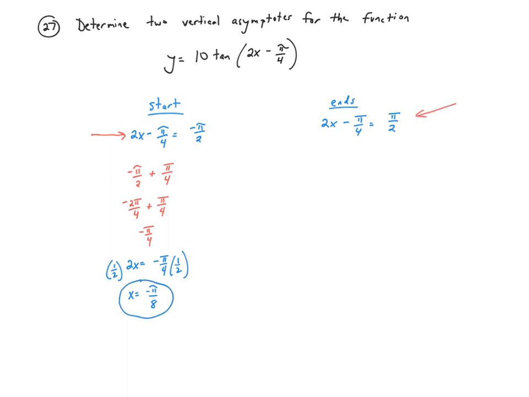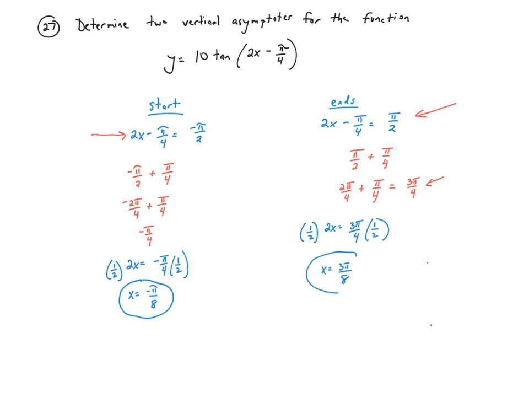For this equation, we need to again add pi over 4. Here is our side work. Pi over 2 plus pi over 4 will get us 3 pi over 4. Therefore, 2x equals 3 pi over 4. To solve for x, multiply both sides by 1/2. We'll get x equals 3 pi over 8. So here is another vertical asymptote. So we just found two vertical asymptotes for our function.